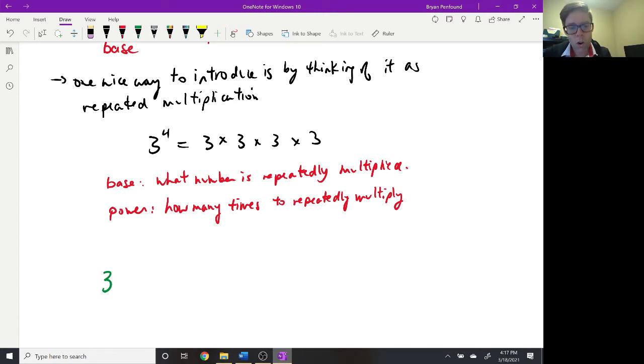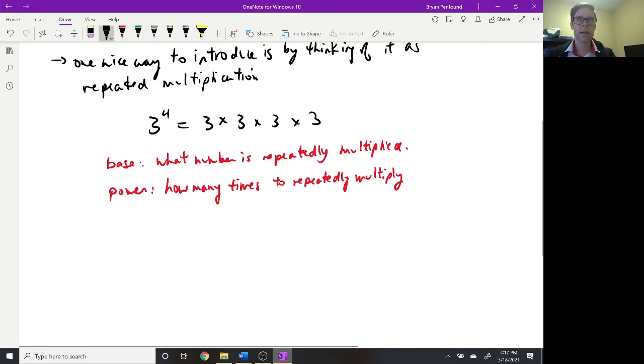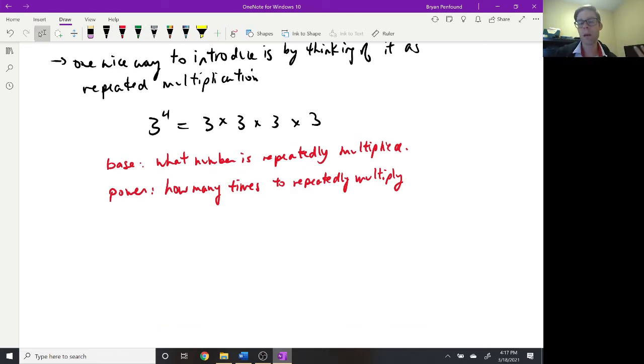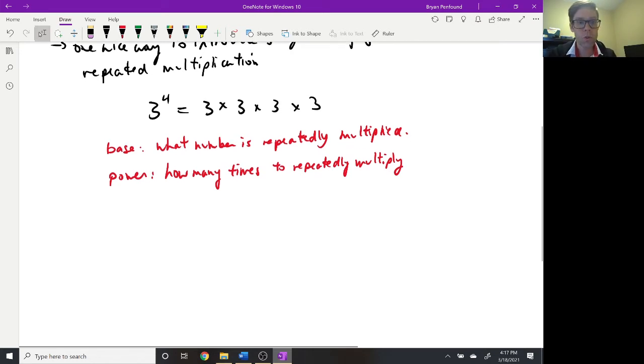Or even worse would be something like 3 to the power of pi. What does that mean, right? How many times do I actually repeat this multiplication? Is it I multiply 3 out 3.1415 times? Right? So eventually this idea will break down, and it doesn't always make sense to think about exponents as repeated multiplication. But I think when you're introducing it, it's a good kind of fallback concept to think about. It's a good initial representation.